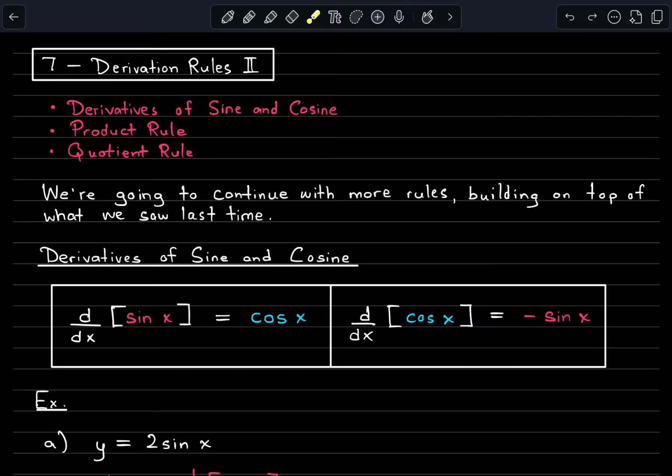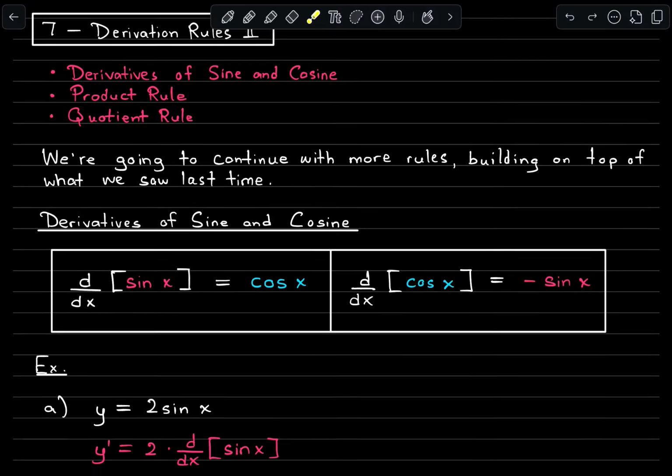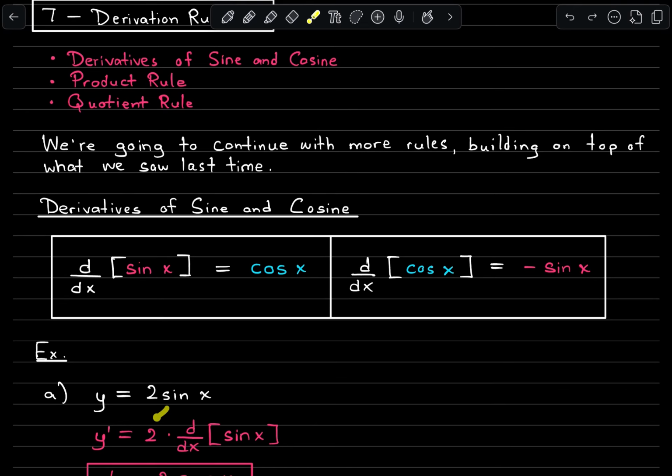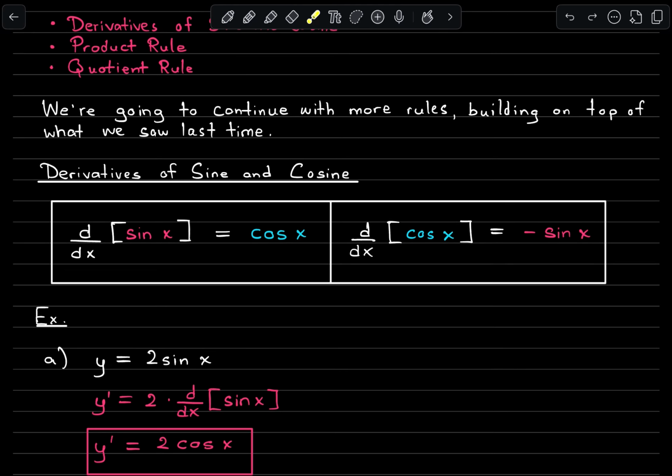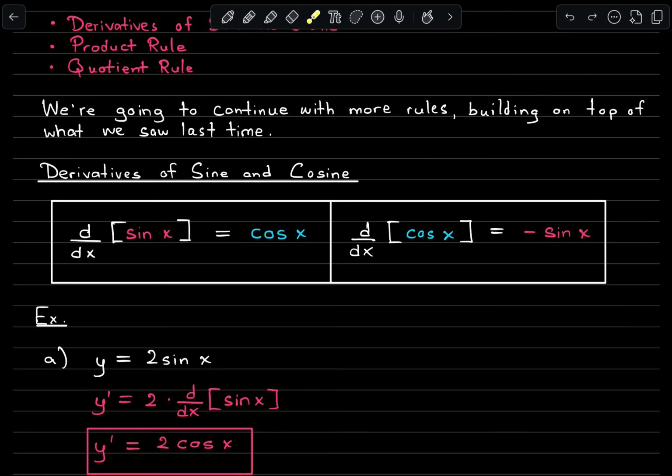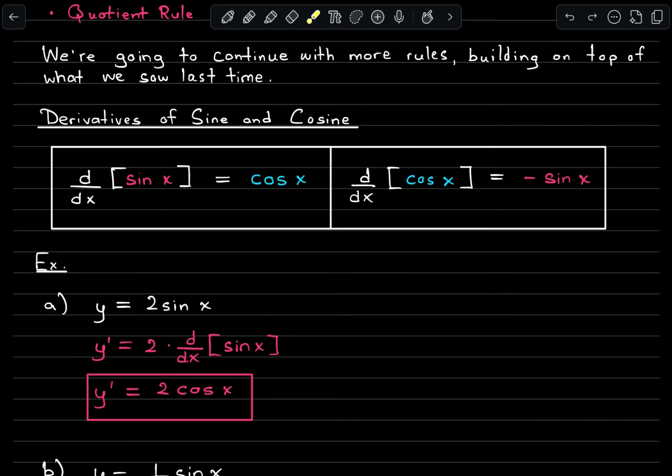All right, so let's look at an example. We've got y is equal to 2 times sine of x. By constant multiplier rule, we can bring that 2 out front, and we take the derivative of sine of x directly. So that just comes out to 2 times cosine of x. Okay, pretty straightforward.